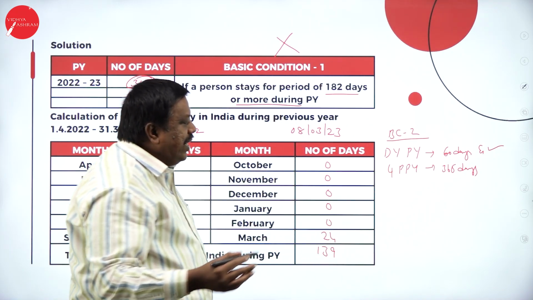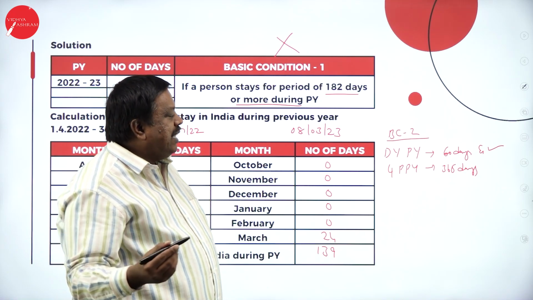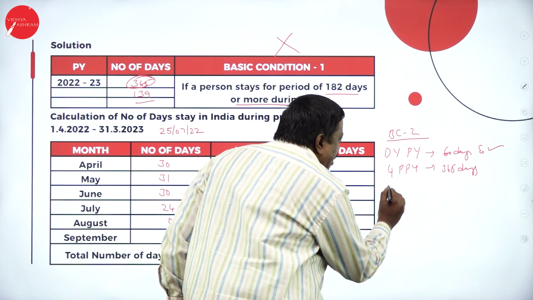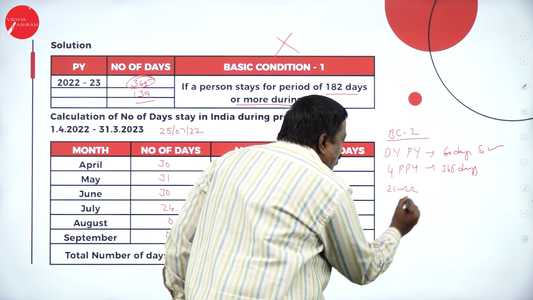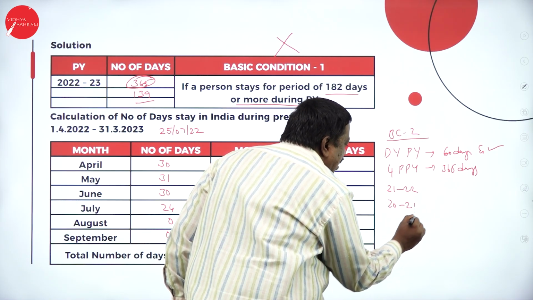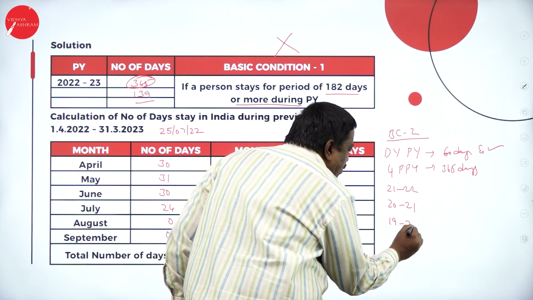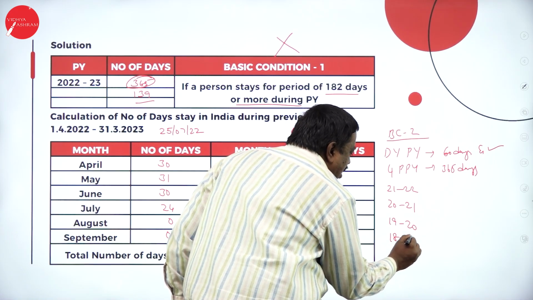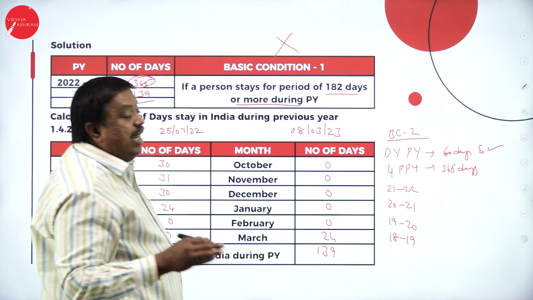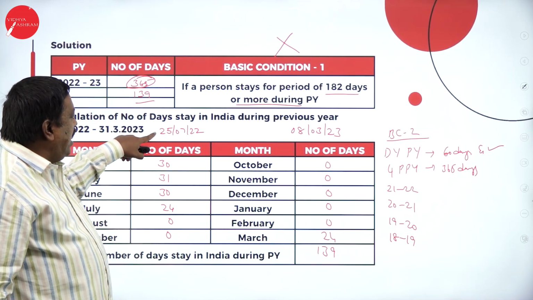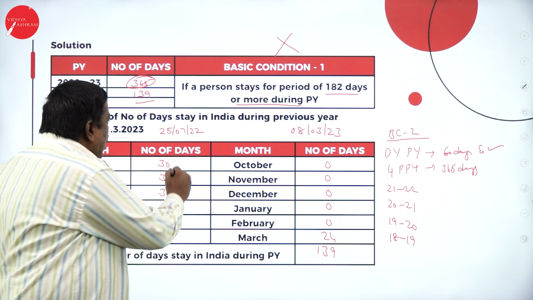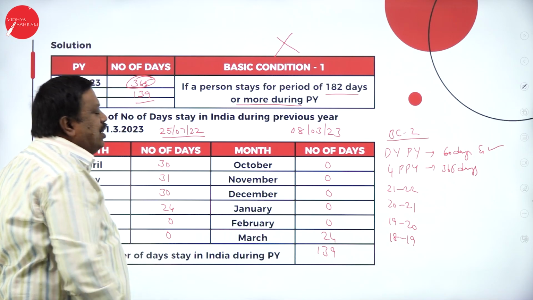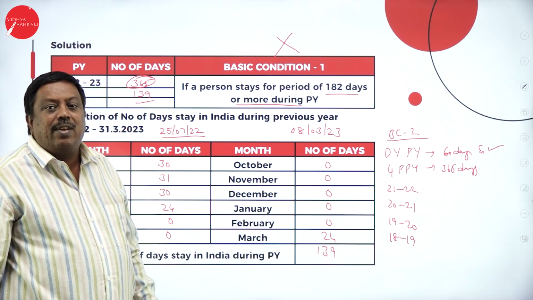For the preceding previous years, my stay should be 365 days. That is 21, 22, 20, 21, 19, 20, 18, 19. When I left India for the first time, on 25th July 2022, I left India for the first time.